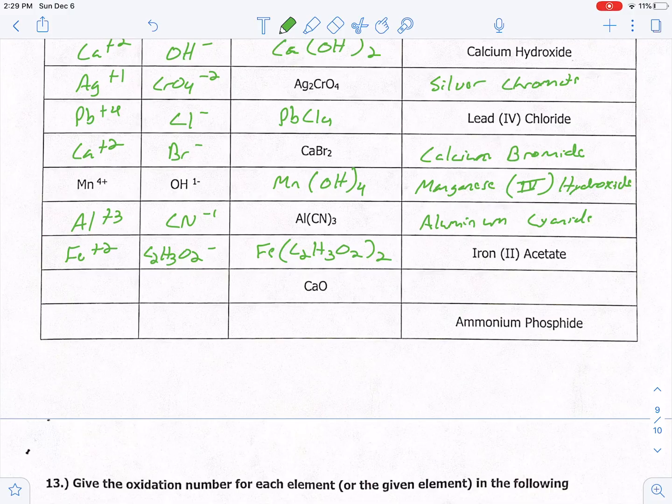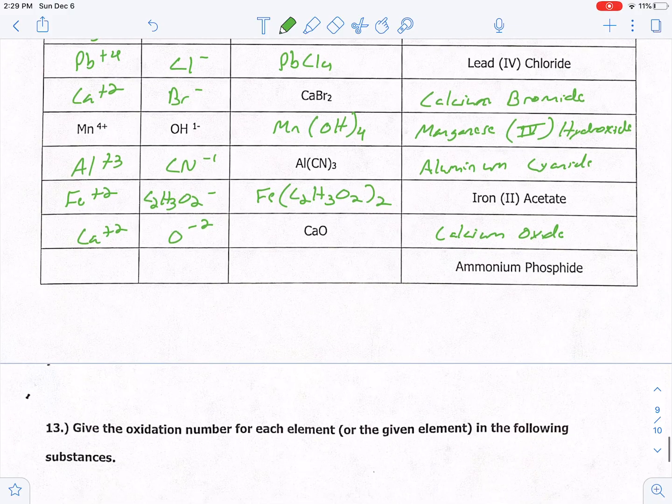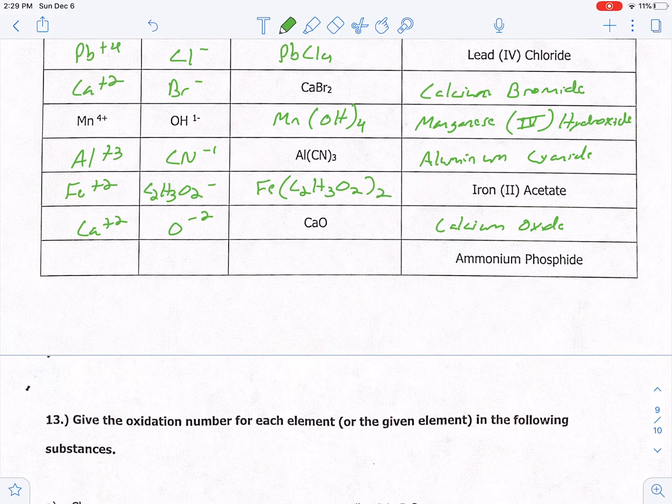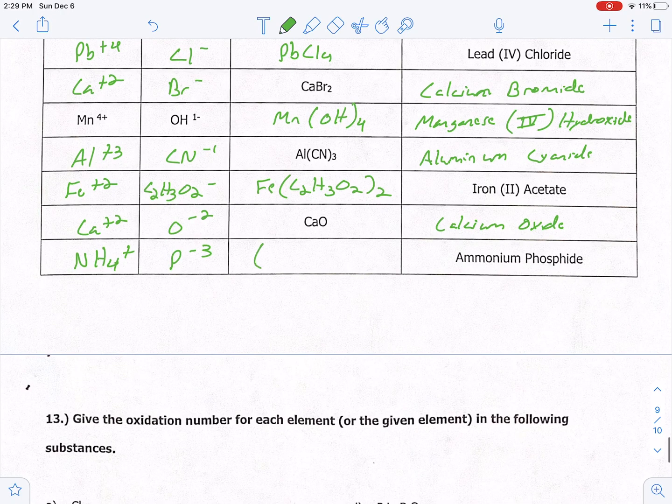Okay, CaO. O is -2. Calcium is +2. Okay, and this would just be simply calcium oxide. Okay, ammonium phosphide. So phosphorus on your periodic table is a -3, and ammonium is on your list. That is NH4 with a +1 charge. Okay, so we can tell it's not balanced. So you can do your crisscross. So that means I'm going to need 3 of these ammoniums to balance out 1 phosphorus.